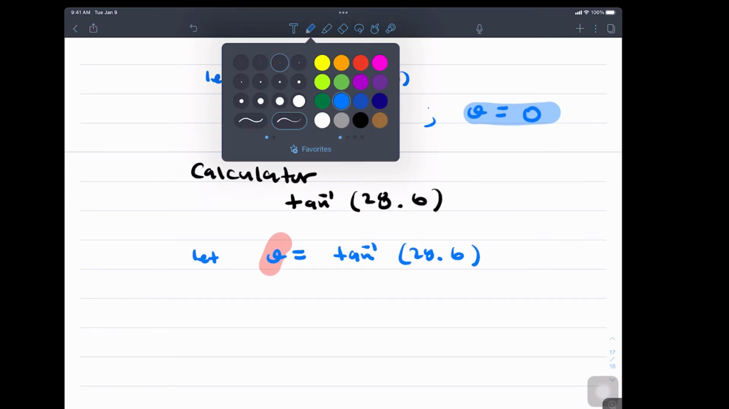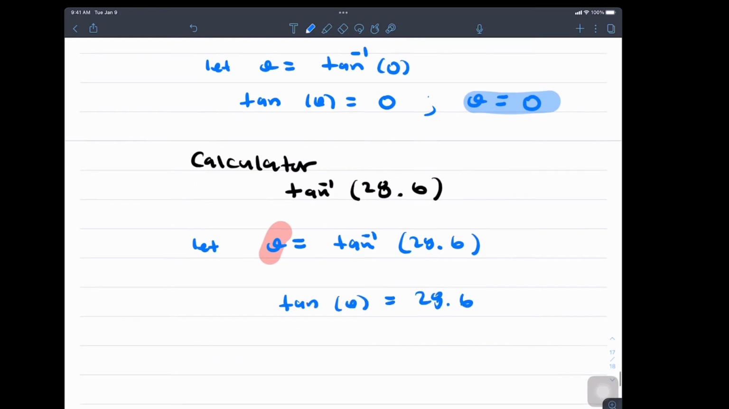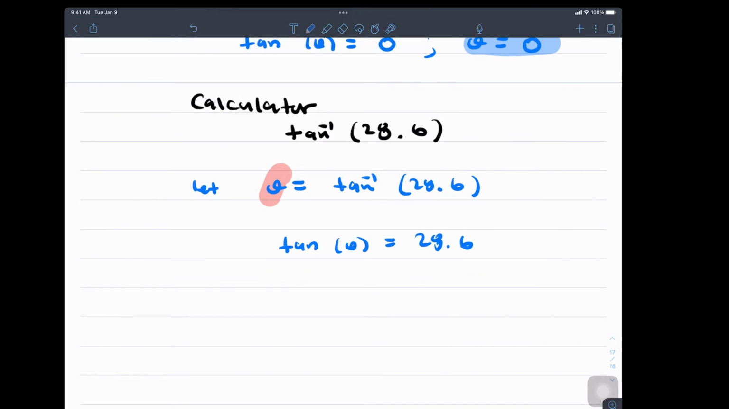And even if you said, can I think of it this way? Yeah, tangent theta is what? 28.6. What does it mean about theta? Theta is in quadrant 1 because, yes, this is positive, right?